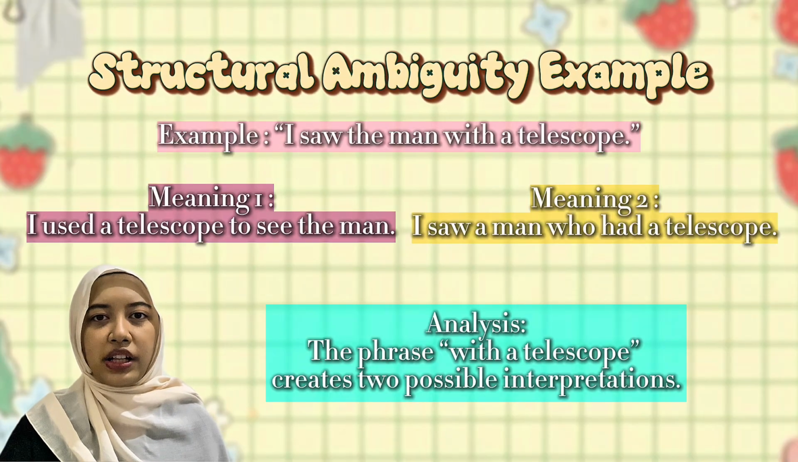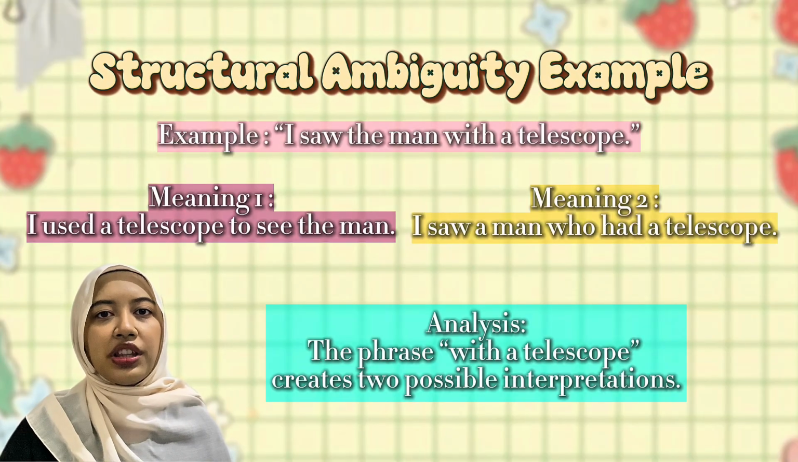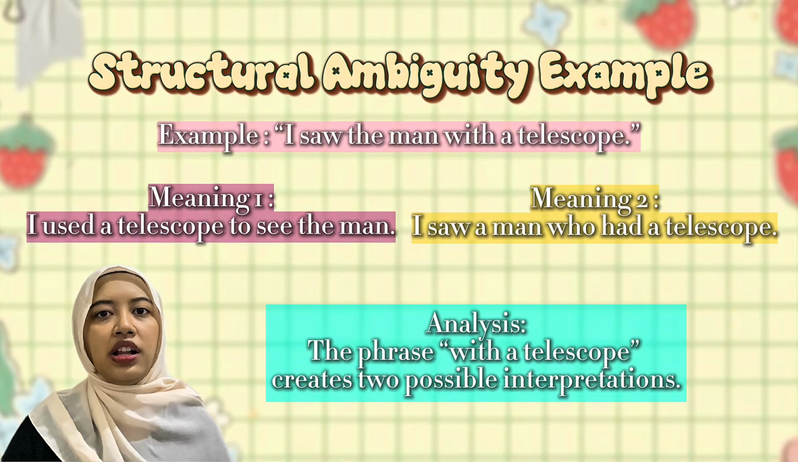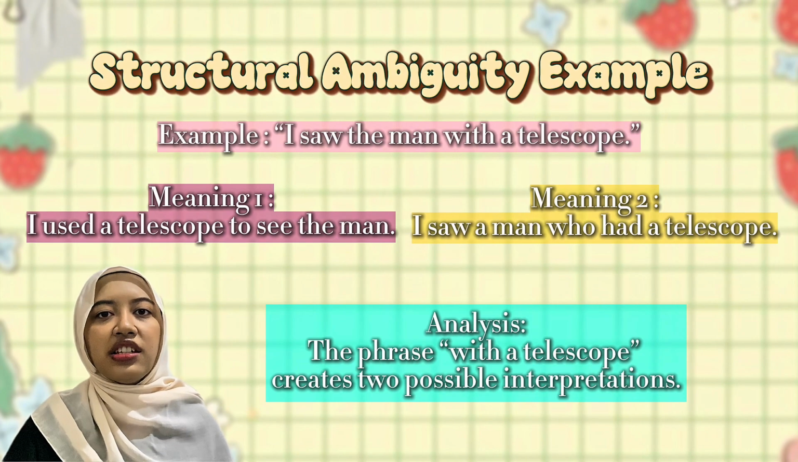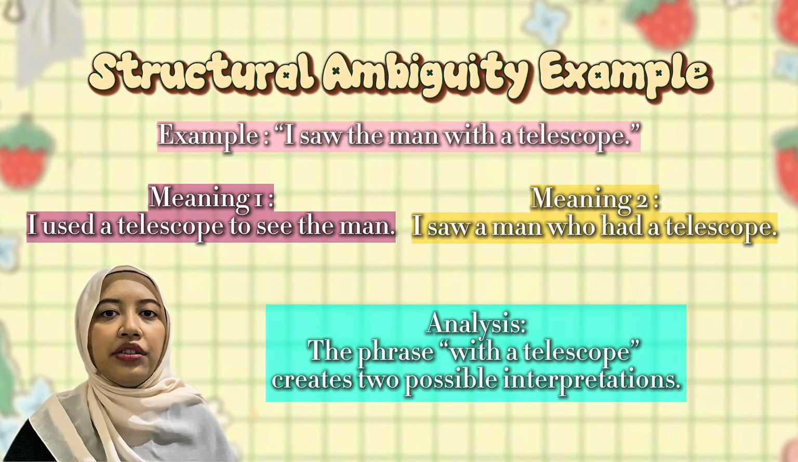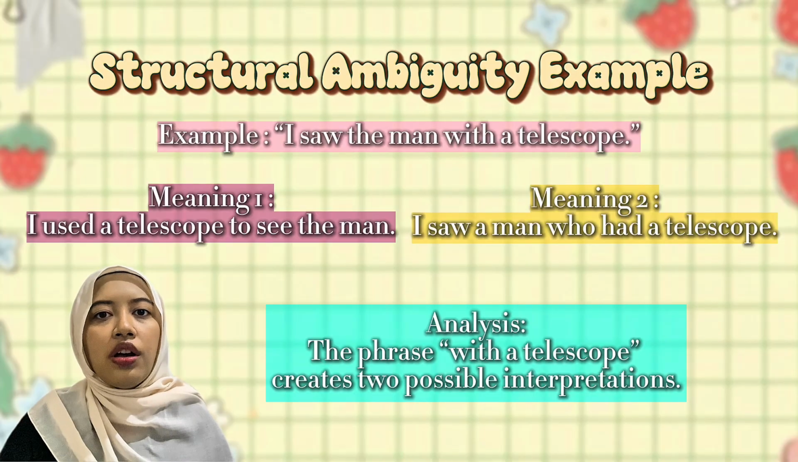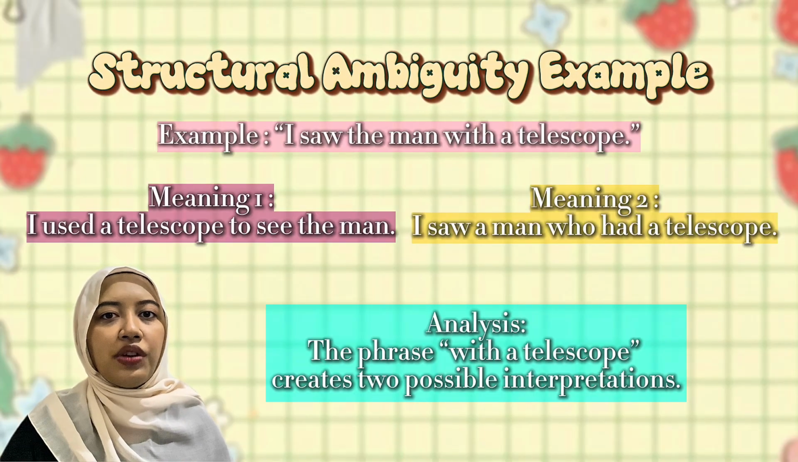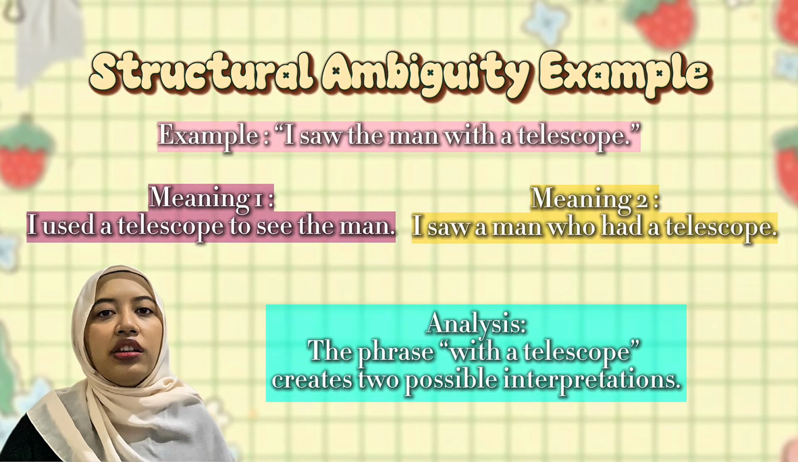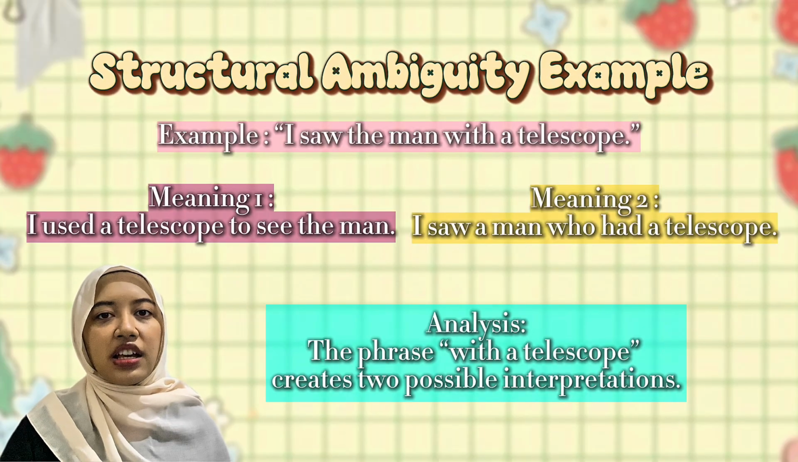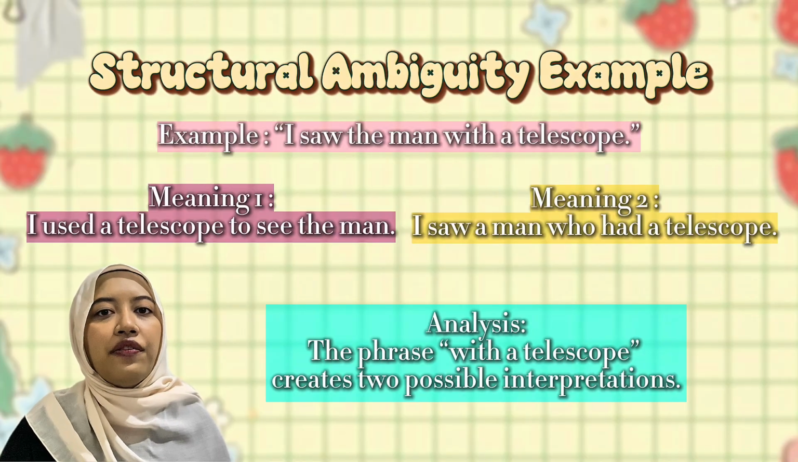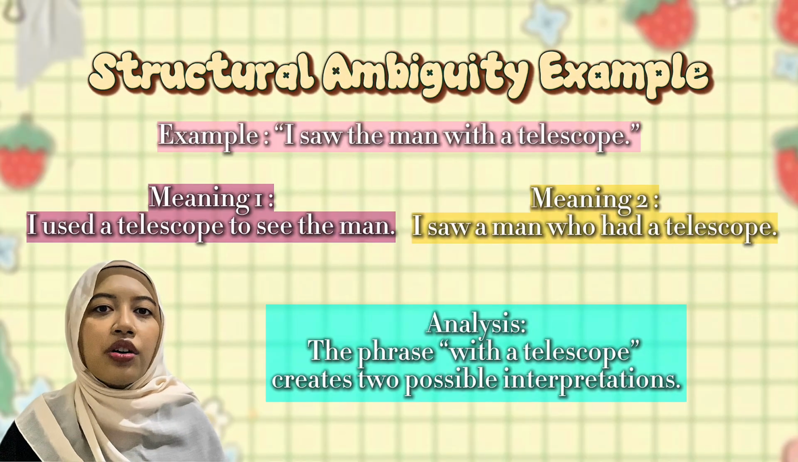From these examples, we can see that ambiguity is related to how people understand meaning in a language. The meaning of a sentence is not only determined by the words, but also by the context and situation where the language is used. Therefore, understanding ambiguity helps us interpret messages more accurately and avoid misunderstanding in communication.